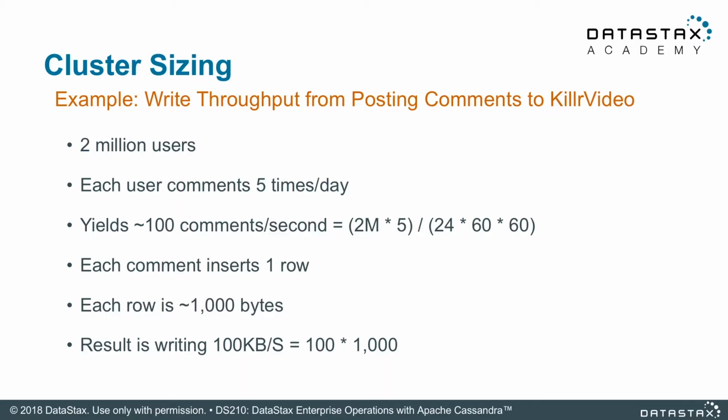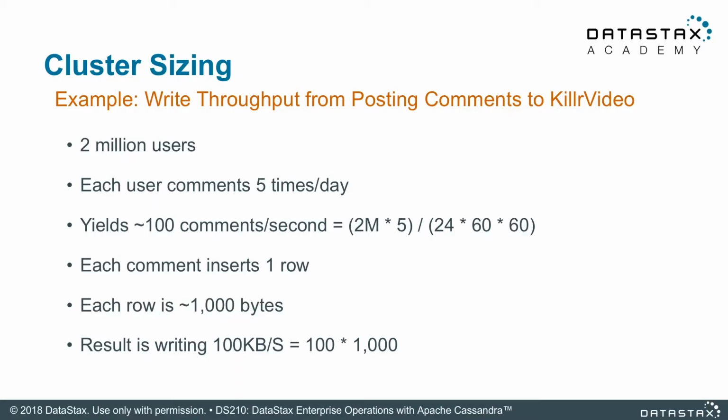Let's look at a real example using our Killer Video domain, which is the video sharing application we use in all of our DataStax Academy curriculum. Let's start with write throughput. All right, let's say we have 2 million users and each user comments 5 times a day. We would end up with about 100 comments per second, which equals 2 million times 5 divided by 24 times 60 times 60. Again, this is math. I hate math. Okay, moving on. Each comment inserts a row, and each row is about 1,000 bytes. What we end up with is that we are writing 100 kilobytes per second.